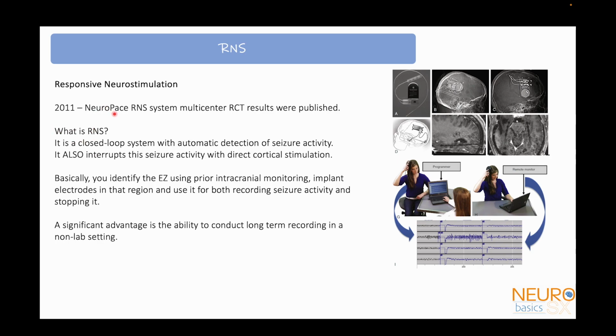The first study using this was published in 2011. And as we've discussed, it is a closed loop system which can pick up seizure activity and then stimulate the cortex to stop it. So what you do to do this RNS is find the epileptogenic zone using intracranial monitoring, put electrodes in the region which is causing seizures, and then these electrodes will be able to pick up the seizure activity and stop it. As we can imagine, there's a huge advantage to this in the ability to record electrical activity from these patients in a non-lab setting over the long term as well.